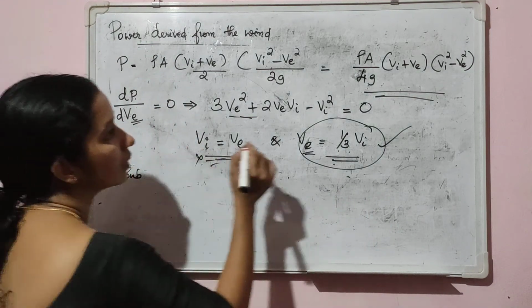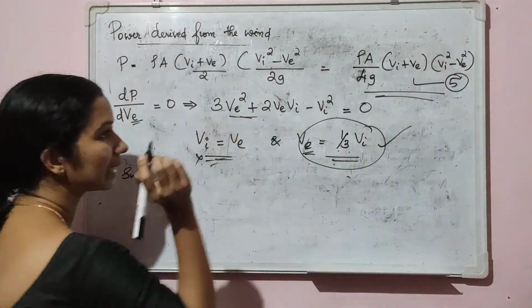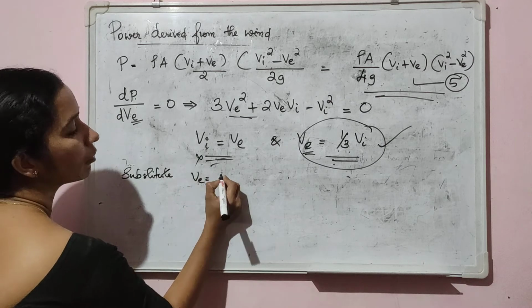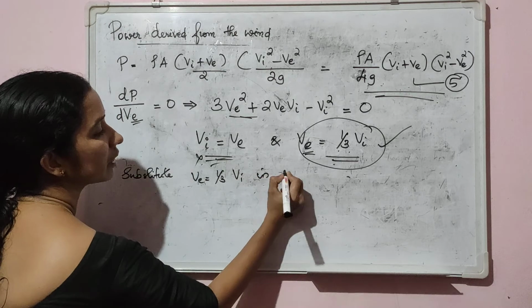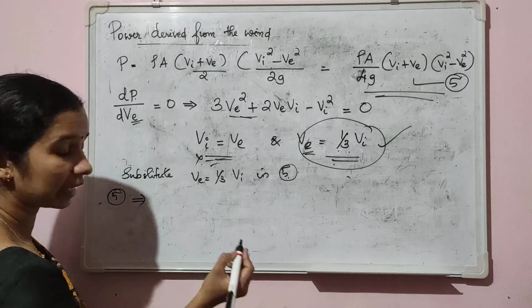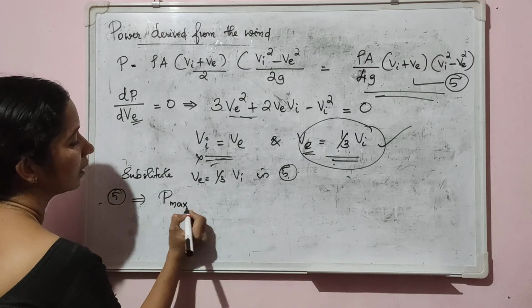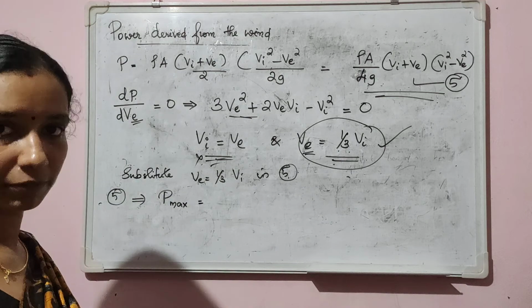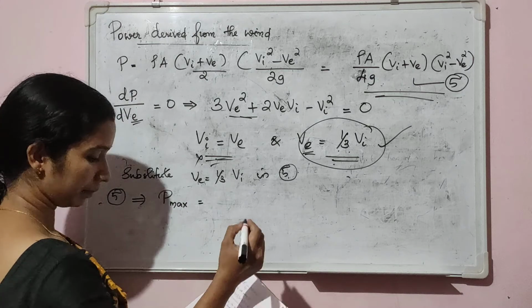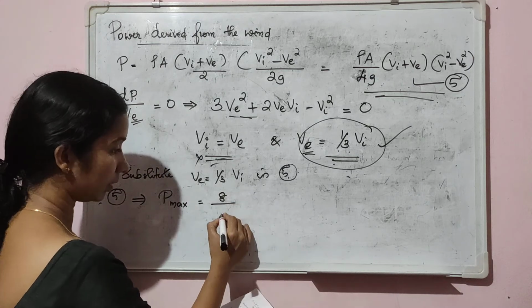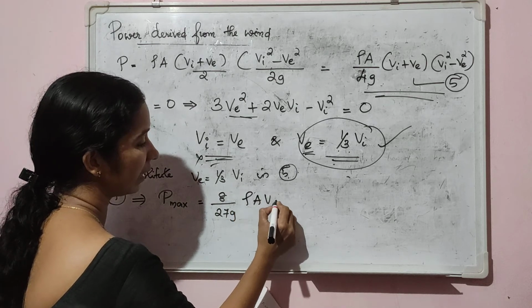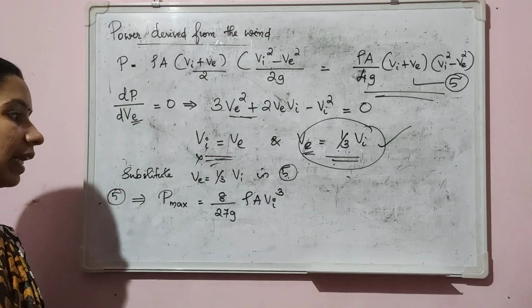Substitute. Let this be equation number 5. For getting the maximum power, substitute VE is equal to 1 by 3 VI in equation number 5. Then the power you obtain will be the maximum power, P max. You simplify it by yourself, and I am just going to write the answer only. P max will be 8 divided by 27 G into rho A VI cube.